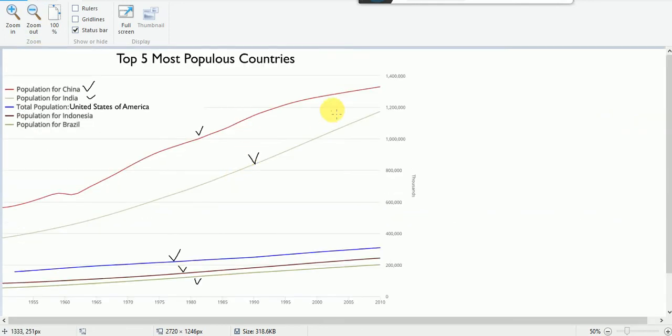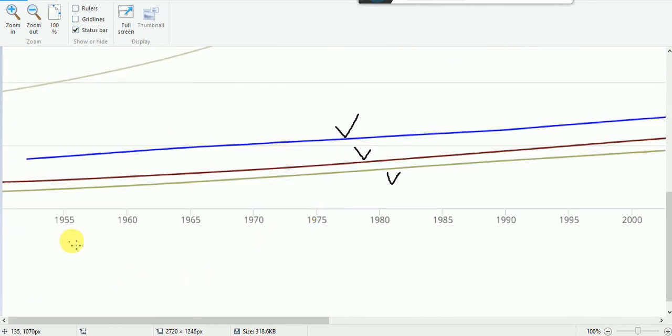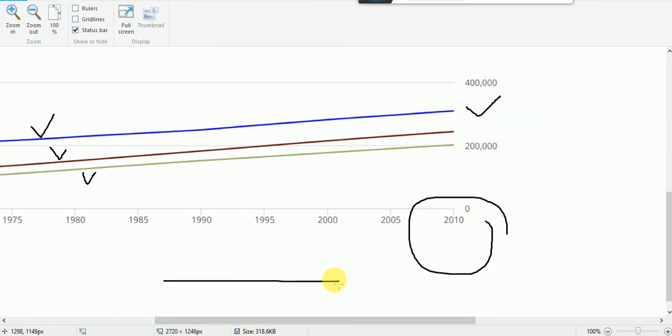See the trend of growth. Both India and China are continuously rising. Population is continuously rising, but for the other countries it is rising steadily. See, it is rising, but not much as compared to China and India. This is from 1955 up to 2010.